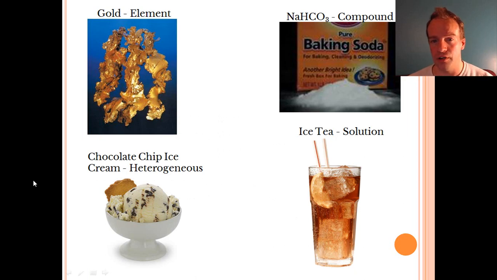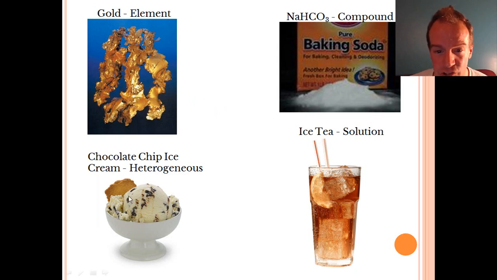Here are some examples of these 4 types of matter. Gold is an element, and if we take any piece of this gold, it's going to be the same kind of atom. It's all gold. This is a compound, and this compound, also called baking soda, is made up of sodium, hydrogen, carbon, and oxygen. And these are chemically combined. We can't separate them unless we have some kind of chemical reaction take place.